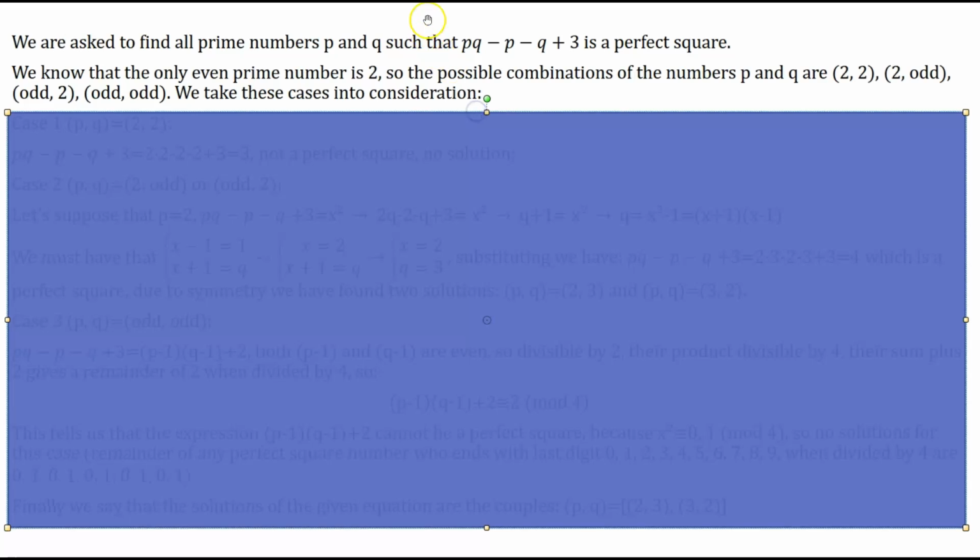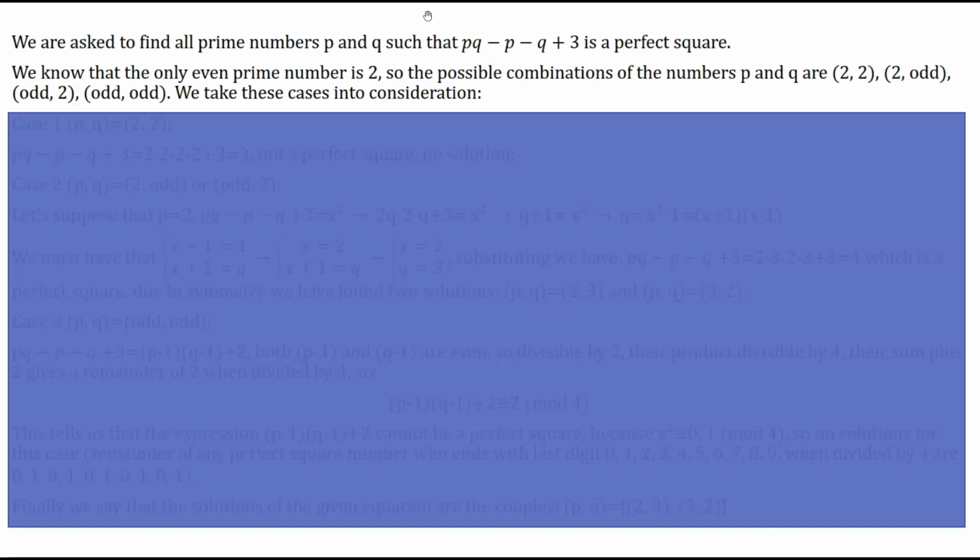We are asked to find all prime numbers p and q such that pq minus p minus q plus 3 is equal to a perfect square. Now, we know that the only even prime number is the number 2, so all other prime numbers are odd prime numbers.